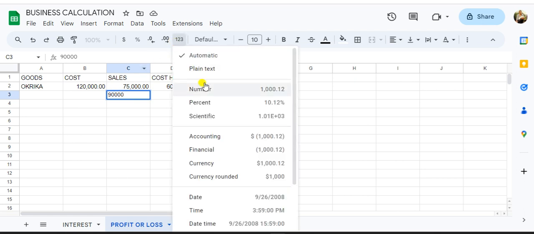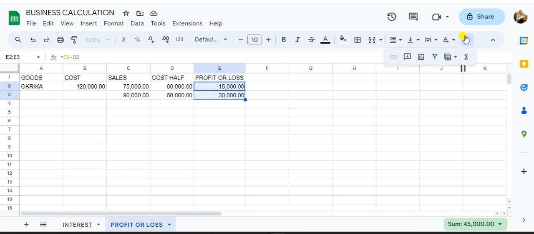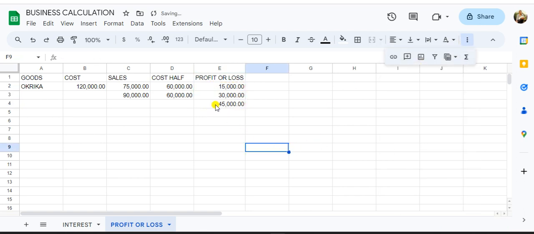We sold the remaining half for 90,000, while the remaining half cost the same amount, 60,000 naira. Don't forget. So how do you do it? This is it. So your total profit, let's sum it. So your total profit is 45,000 naira, which is not bad.